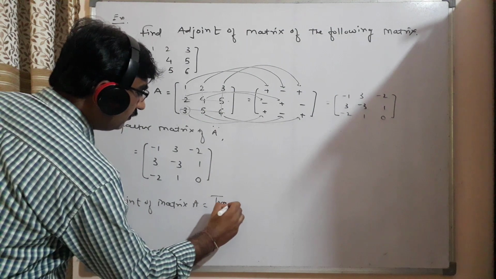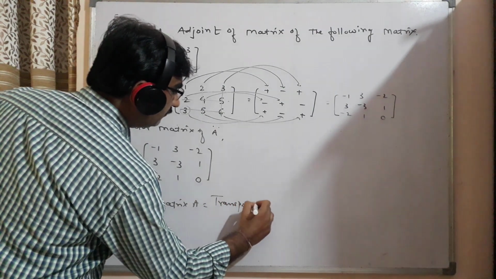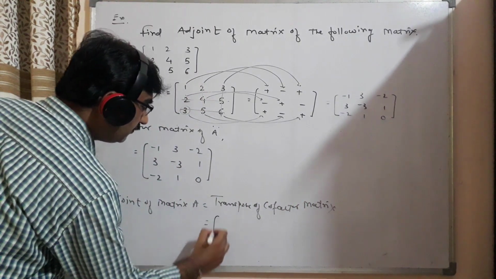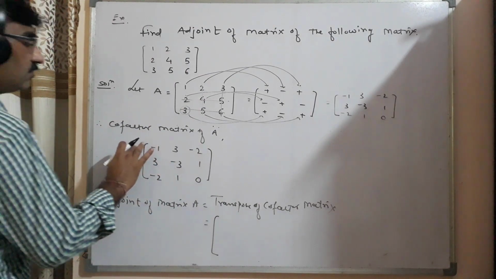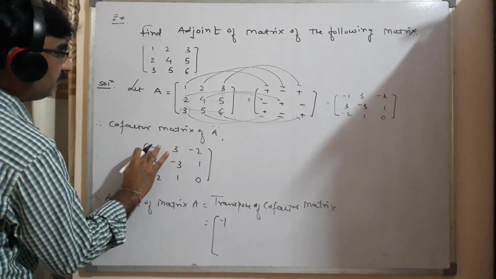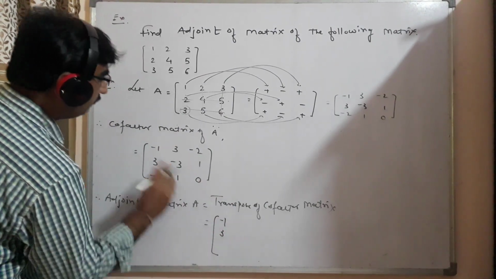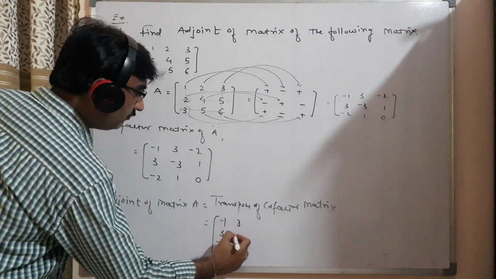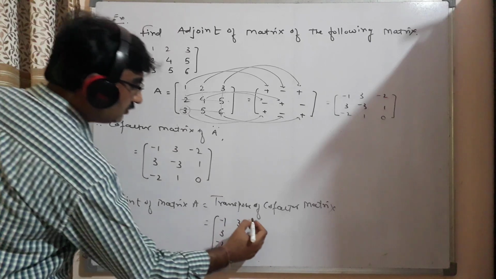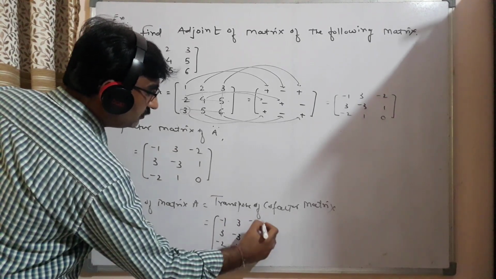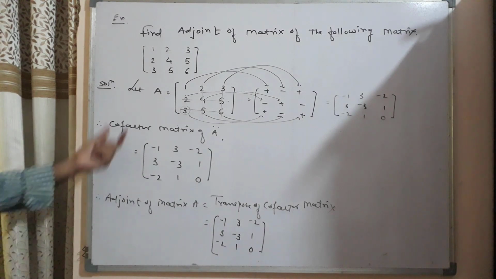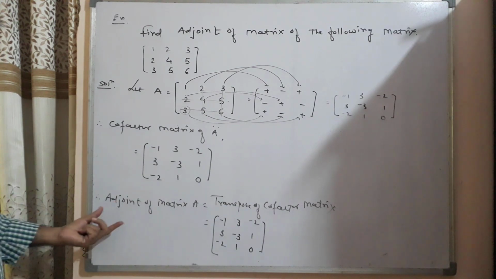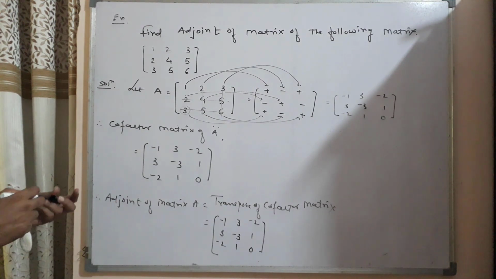That is transpose of cofactor matrix. So transpose of cofactor matrix means that whatever is a row, write it in a column. For example, this row is -1, 3, -2, write it as a column -1, 3, -2. Now this 3, -3, 1 is in a row, write it in a column. After that -2, 1, 0 is in a row, write it in a column. So in such a way, first we have to find out the cofactor matrix. After that we have to take the transpose of cofactor matrix and we have to say that this is the adjoint of the given matrix.